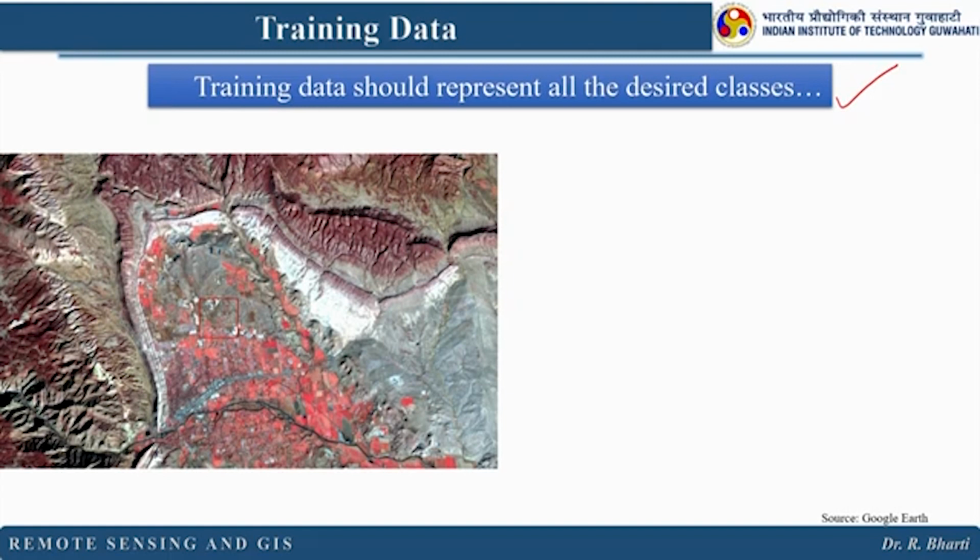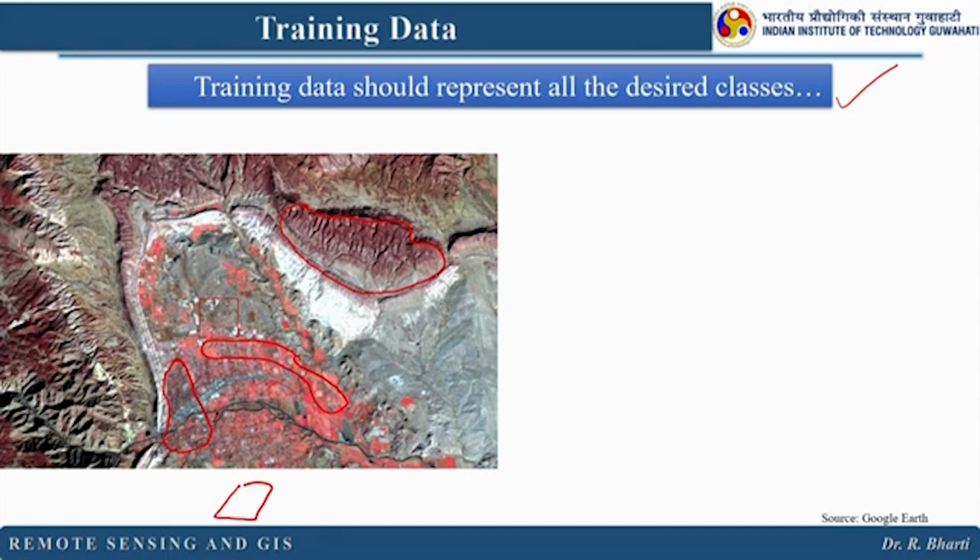So, let us assume that there are only 3 classes. This is one class where we have exposed rock. This is another class where we have vegetation. This is another class where we have settlement, right. So, training data should represent all the desired classes. So, analysts should have at least 3 classes, and how will it be done?